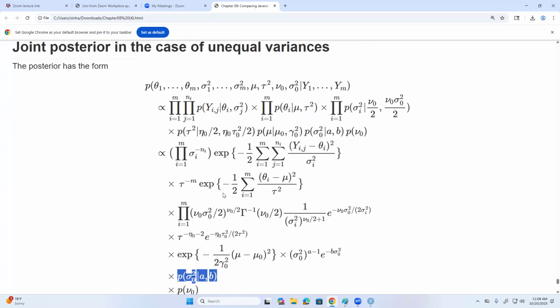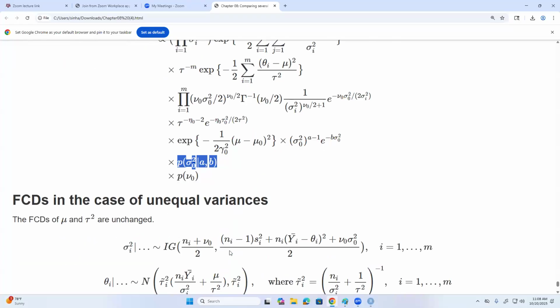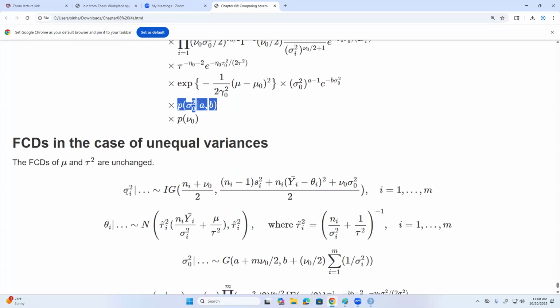What is your goal? Your goal is to make posterior inference of the parameters, right? And how do you do that? There is no closed form solution. So you will be sampling from the joint posterior distribution of the parameters through the Gibbs sampling technique. Gibbs sampling means you will be sampling one parameter at a time from its full conditional distribution. So life was very easy previously. Let us look at the full conditional distribution of sigma i square. It is inverse gamma, good news. For theta i, normal distribution.